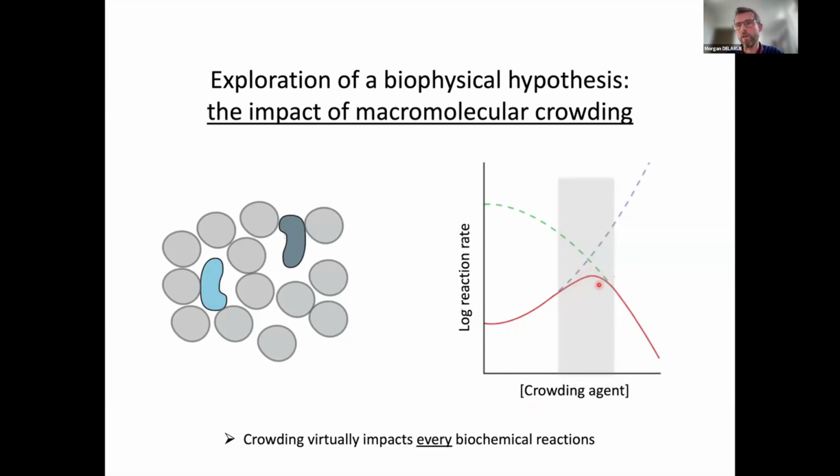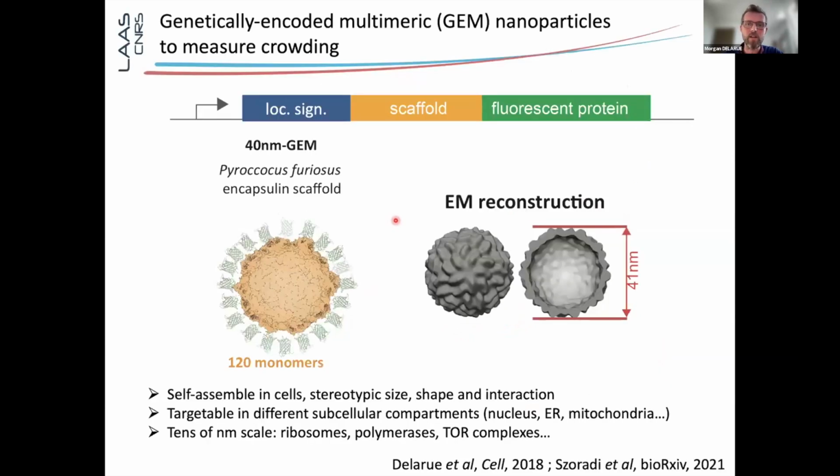So what we hoped to find is that when the cells are confined, maybe everything slows down because the cells become more crowded. But how to study crowding?